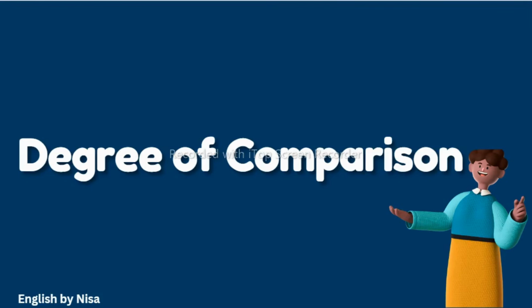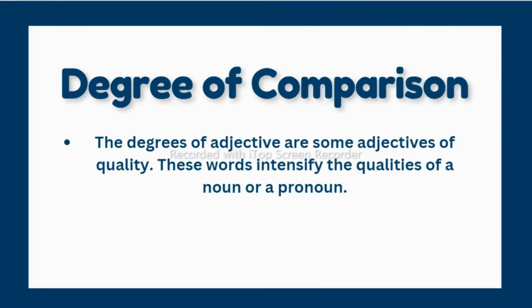In this video we are going to discuss the degree semester 4th English textbook exercises, that is degrees of comparison. Before seeing the textbook exercises, let's know what these degrees of comparison are. Degrees of comparison are nothing but the degrees of adjectives. The degrees of adjectives are some adjectives of quality. These words intensify the qualities of a noun or pronoun. That means these degrees show the quality of a noun or pronoun.